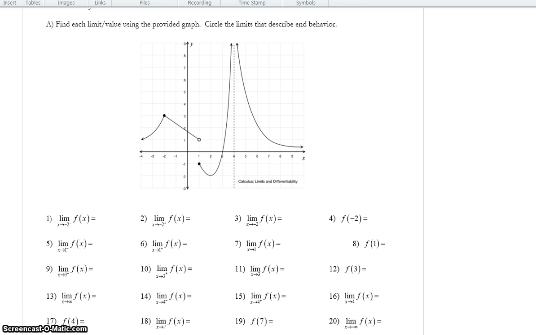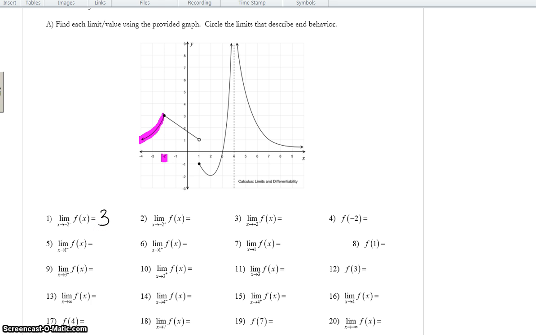Find each limit or value using the provided graph and circle the limits that describe end behavior. The first one says the limit as x approaches -2 from the left, f of x approaches what? So here's -2. So as x approaches -2 from the left, f of x approaches 3.